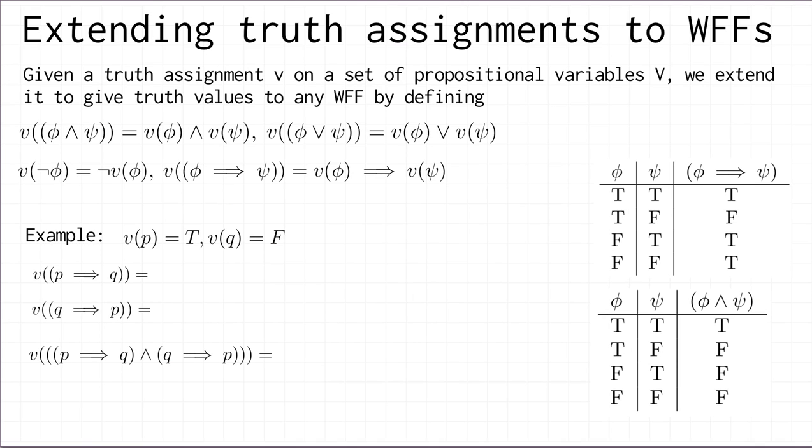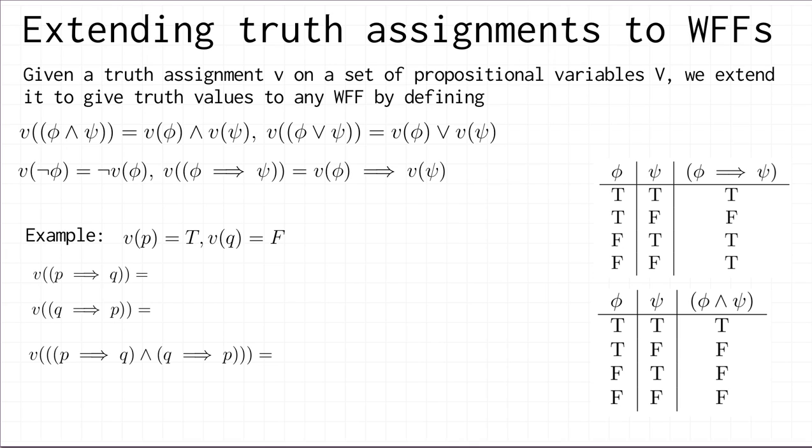So let's look at what's going to seem quite a complicated definition for doing that. Given a truth assignment on a set of propositional variables, we extend it to give truth values to any well-formed formula by making a definition. What's going on there is we're saying that any well-formed formula which isn't a propositional variable is either two well-formed formulas combined with the and symbol, or combined with the or symbol, or combined with the implies symbol, or a single well-formed formula with the not symbol in front of it. So we can just make a definition for each of those cases.